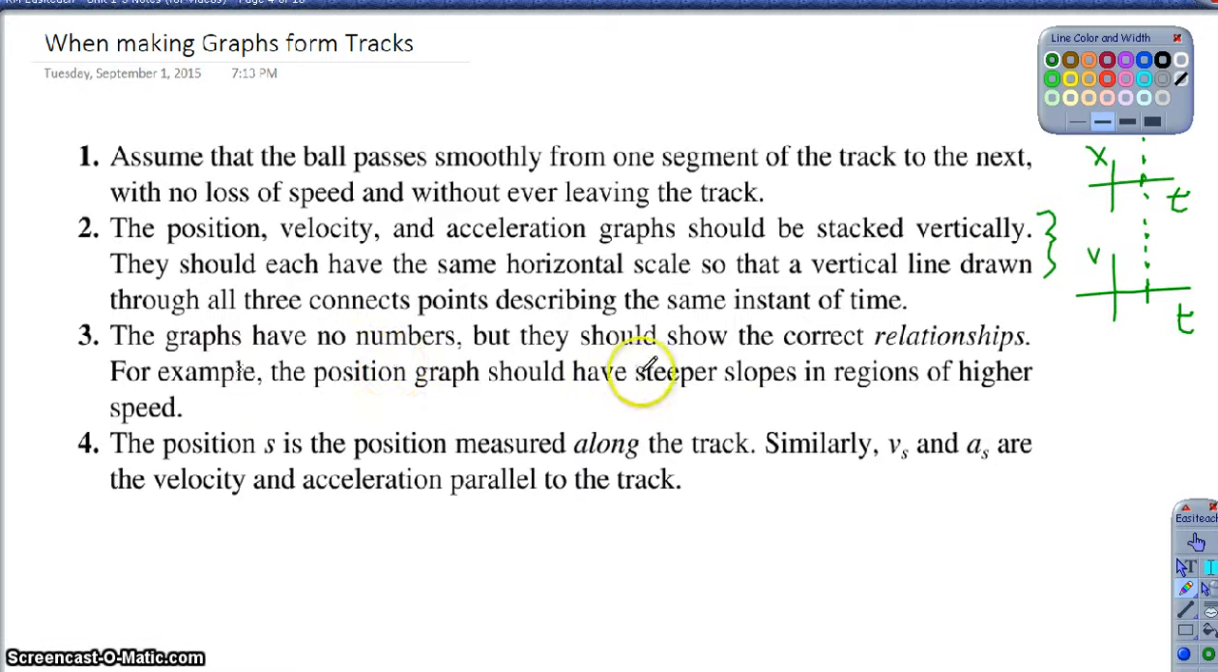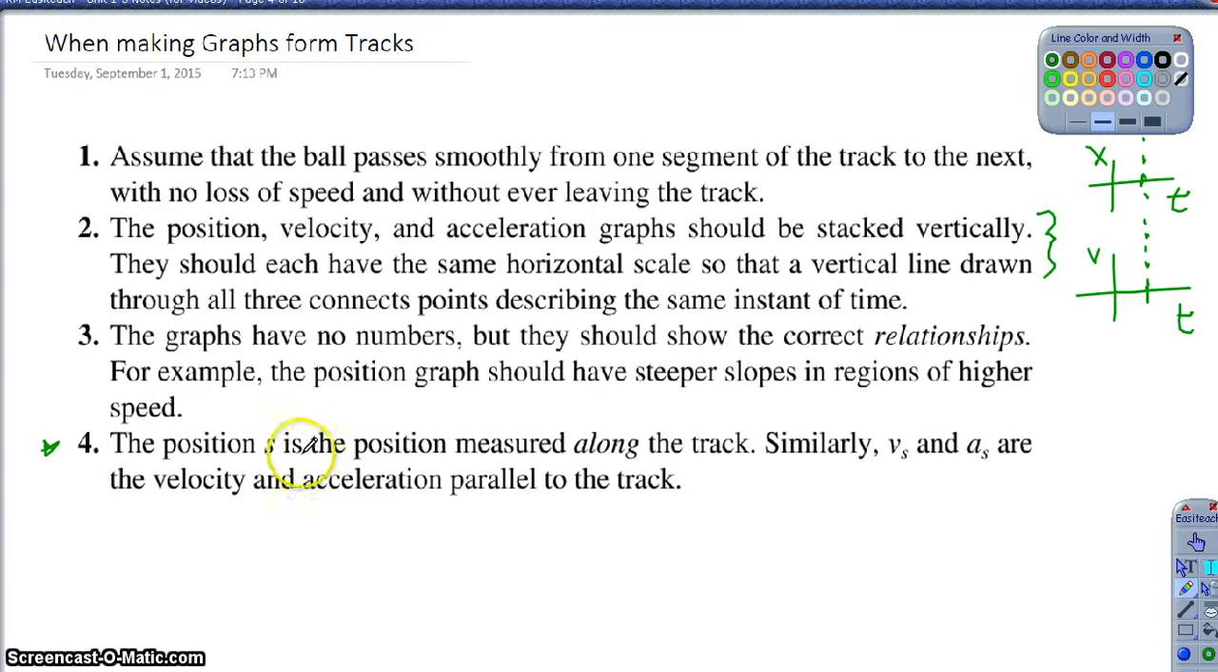The graphs won't have any numbers because we're not going to see any specific values for most of these, but they should tell us steeper slopes or higher speeds. They should give us the appropriate relationship. So again, we'll see that as we get going. And then finally, this is maybe the biggest one.